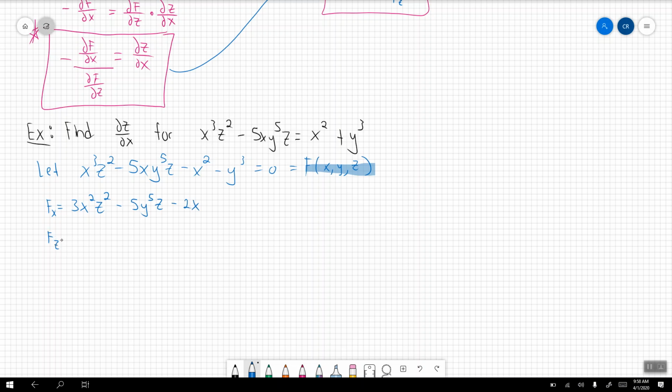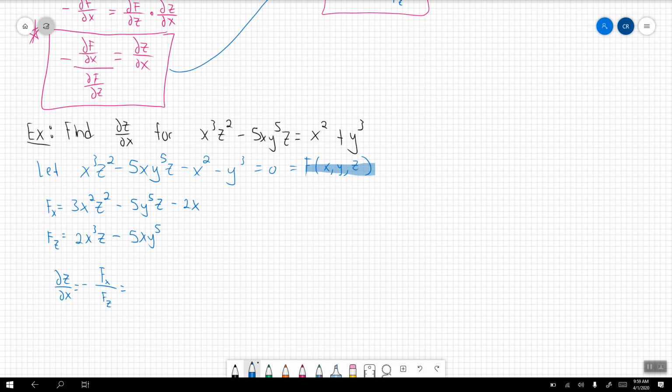Partial with respect to z for that function, again going through the same process. That's 2x cubed z minus 5xy to the 5th. And I believe that's it. So when we want to find this derivative, the partial of z with respect to x, all we need to do is take negative the partial with respect to x and then divide by the partial with respect to z. Let's see if that's true.